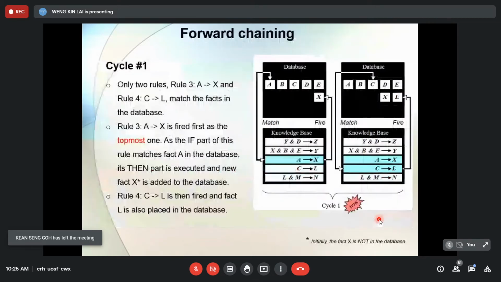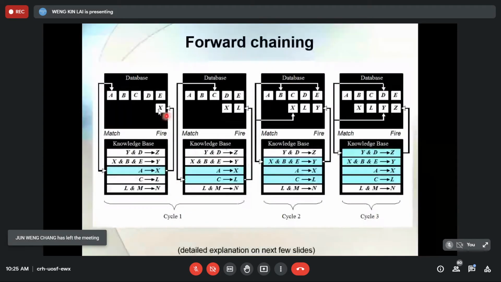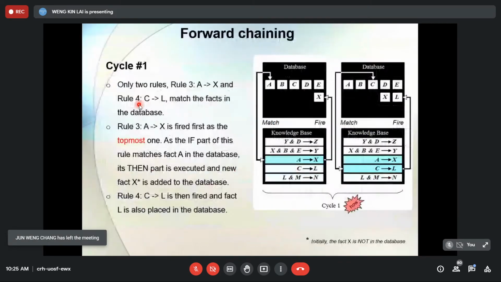Let's look at how this works, right? Let's look at the first case here. Now, in cycle 1, you have two rules. Rule number 3 here, this is 1, 2, 3, 4, 5.